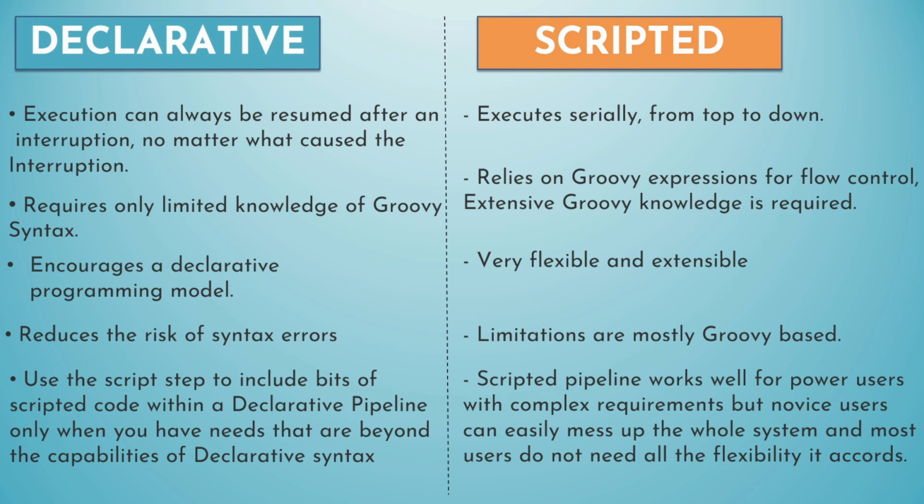Scripted pipeline works well for power users with complex requirement, but beginners to Jenkins pipeline can easily mess up the whole system, and most users do not need all the flexibility it accords, right? So based on the use cases, you choose whether you have to use declarative or scripted. So it's totally based on the use cases and the knowledge that you have. Like I said, declarative is easy to learn as it just uses the framework, and inside that framework you can use the scripting language of your choice. However, if you are going with scripted pipeline, you would have to use the Groovy syntax.